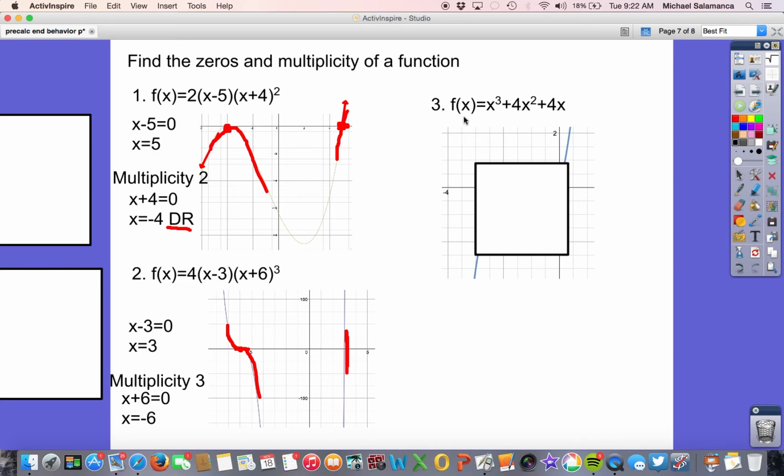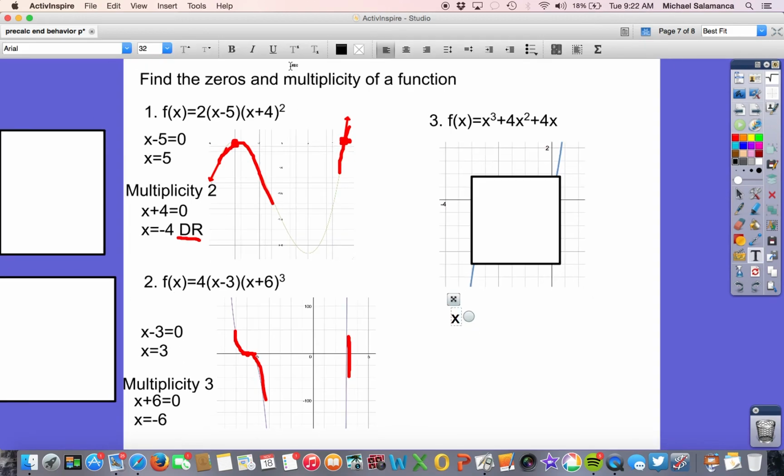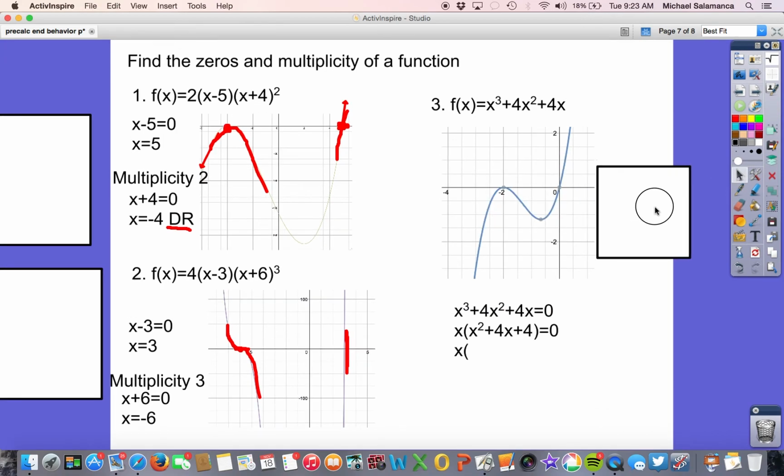So in example 3, it's not in the zero product property, so we have to factor really quick. So we have x to the third power plus 4x squared plus 4x equals 0. And then we notice that they all have an x. So this is going to become x times x squared plus 4x plus 4 equals 0. When we factor this, we are going to get a funky number. Actually, no, we're not.